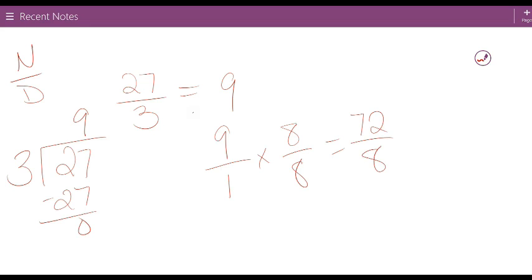Okay, so numerator divided by denominator, and that hopefully will give you all whole numbers, and then you are going to multiply it by an equivalent of 1, so 8 over 8, 6 over 6, 11 over 11, whatever you need to do to get the appropriate denominator.